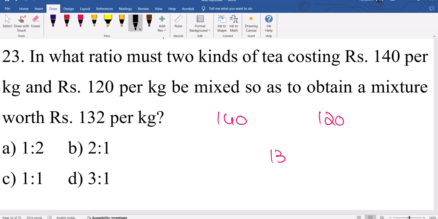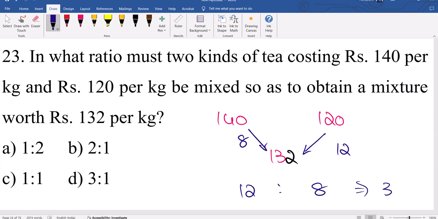Now listen, guys. See, is 132 close to 140 or close to 120? 132 is close to 140 means you mixed more from the first variety, because the mixing cost is close to the first one. Means more quantity from the first one we have to take. That basic sense we require. And what is the difference here? 12. This difference, 8. But I am writing 12 on this side, 8 on this side. The answer is 3:2. Sir, why do you write this 12 on the same side?